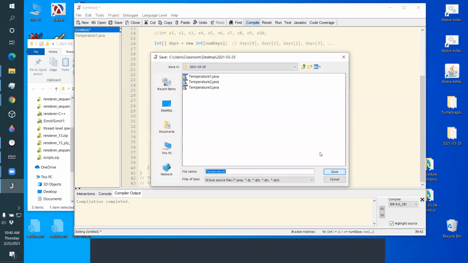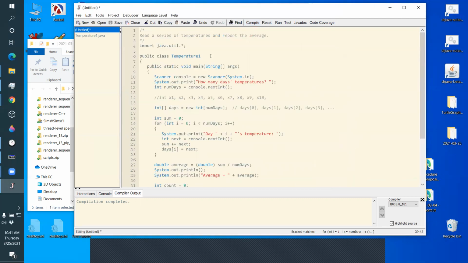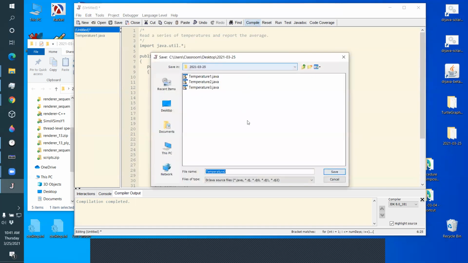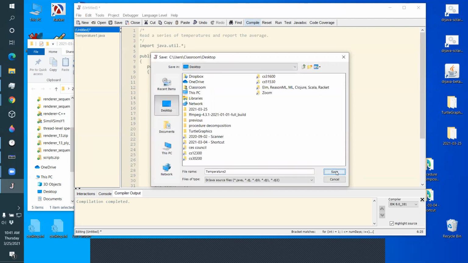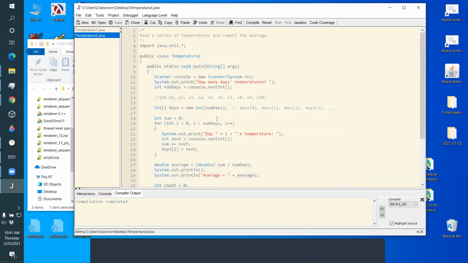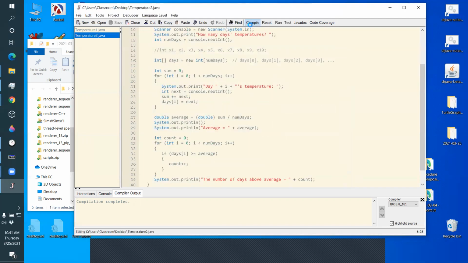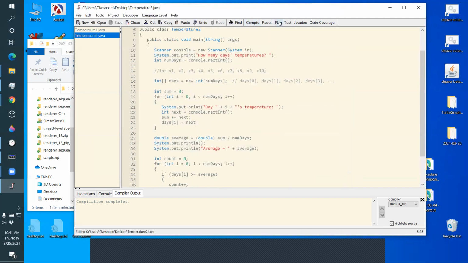Okay, I want to call this temperature 2. Oh, let me cancel that. I have to change the name. This is the second version. Okay, so save it now. I'm going to save it on the desktop. Okay, so there's temperature 2. So it compiled. Okay, and I'm going to run it.